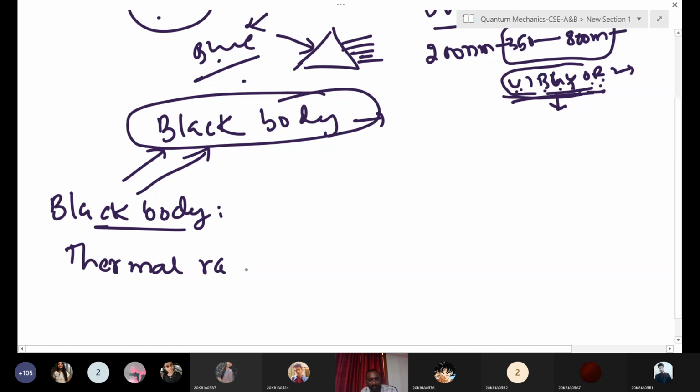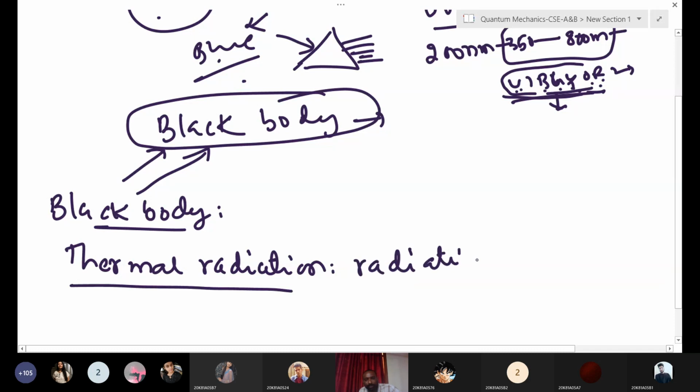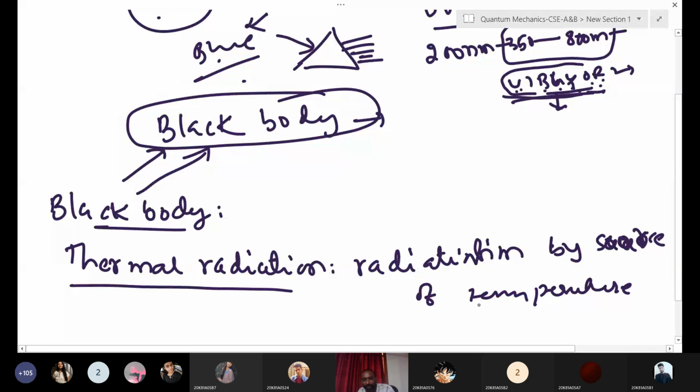What is the thermal radiation? What does thermal radiation mean? It emits radiation by some source of temperature. You write the spelling properly, S-O-U-R-C-E. Source of temperature. Suppose you heat the body, it will emit the radiation. So thermal radiation means it emits the radiation by a source of temperature.